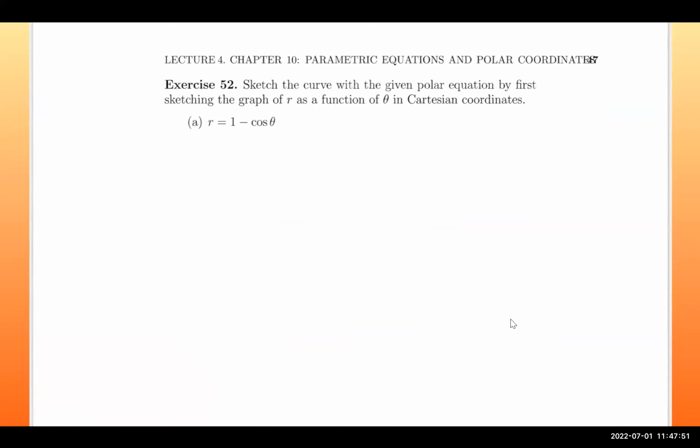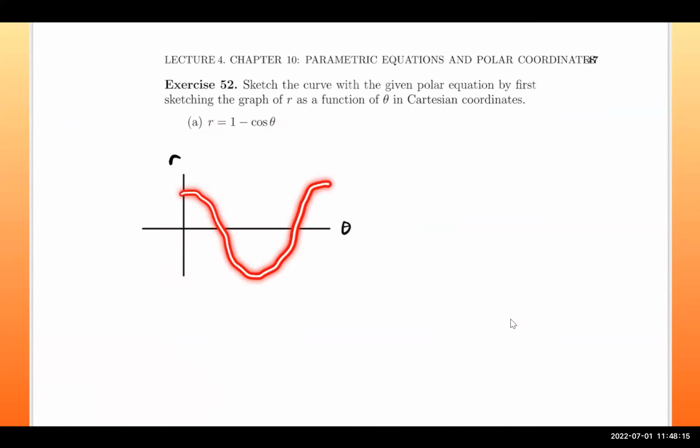All right, let's look at the next example. This one says, sketch the curve with the given polar equation by first sketching the graph of r as a function of theta in Cartesian coordinates. So to graph this in Cartesian coordinates, you would draw xy axes, but instead of x, it's theta and r. But you can treat this as an x and treat this as a y.